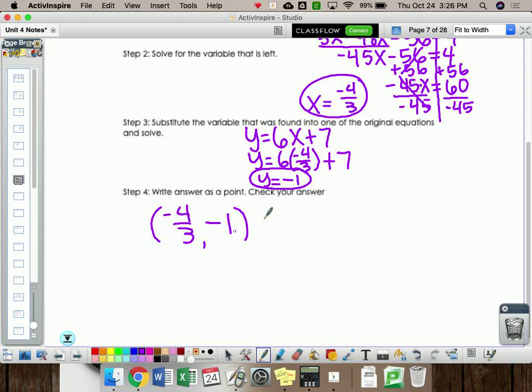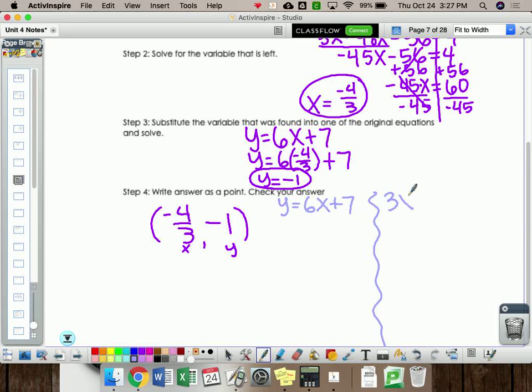There's the second part to my point, my x and my y. Now that I have my answer, I want to make sure that this is correct. So I'm going to write both of my original equations down, and I want to make sure that this point of -4/3, comma, -1 will work for both of my equations.